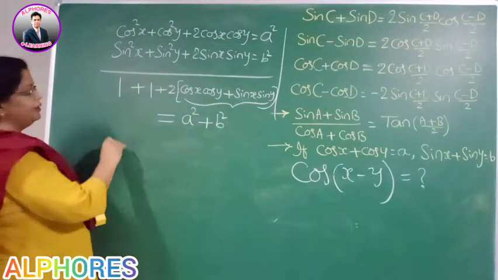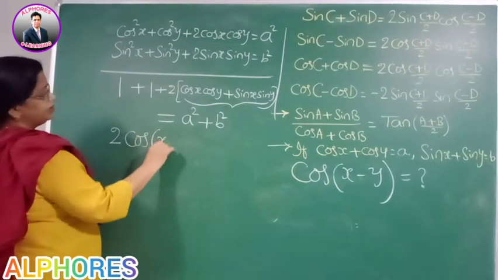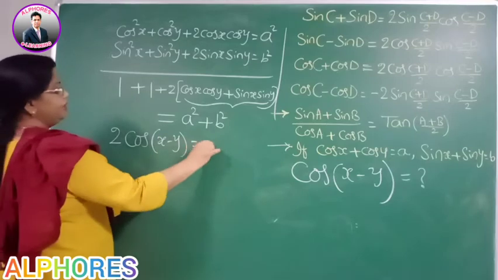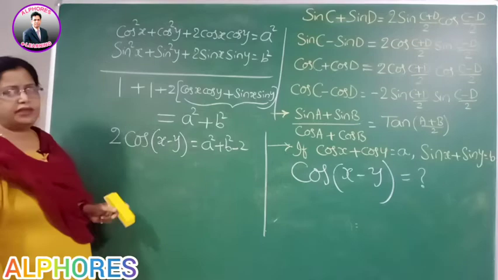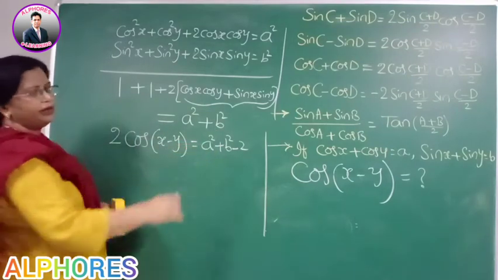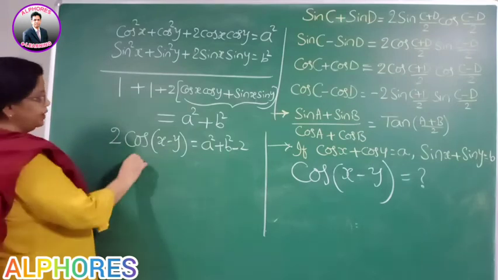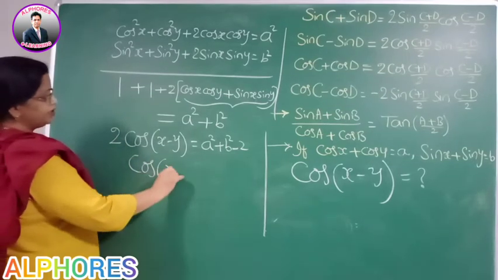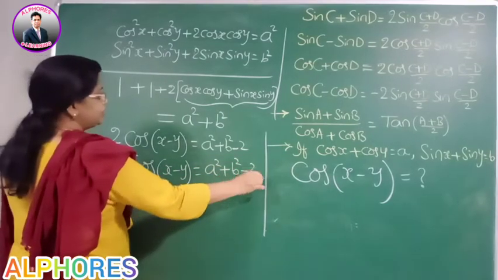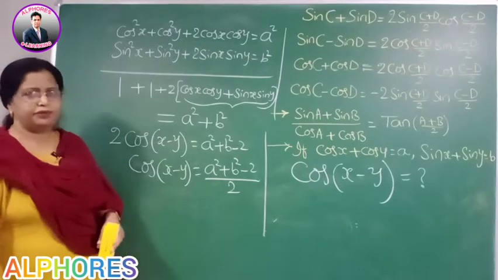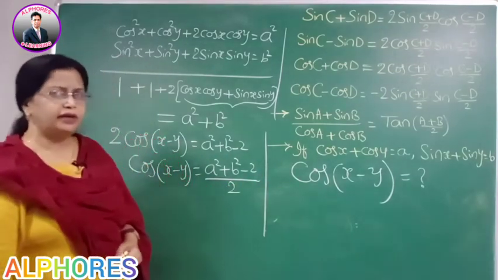Compound angles. Okay. Therefore I am writing this value as 2 cos of x minus y equal to a square plus b square minus 2. Okay. So in this way, the 1 plus 1, 2, we have taken to the other side. Right. Now let us divide by 2, and thereby you get cos of x minus y equal to a square plus b square minus 2, whole divided by 2. Okay. So in this way you got the cos x minus y value.